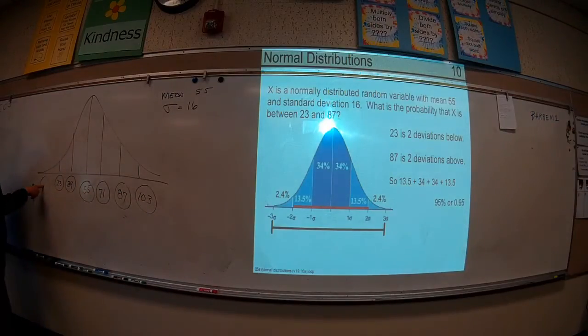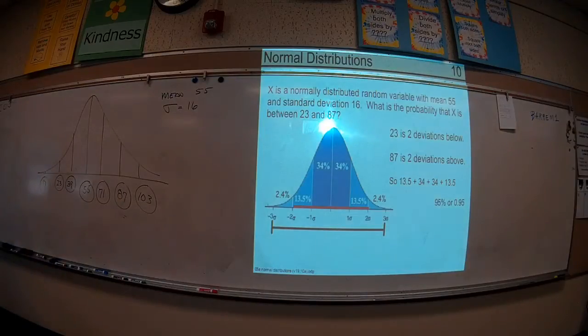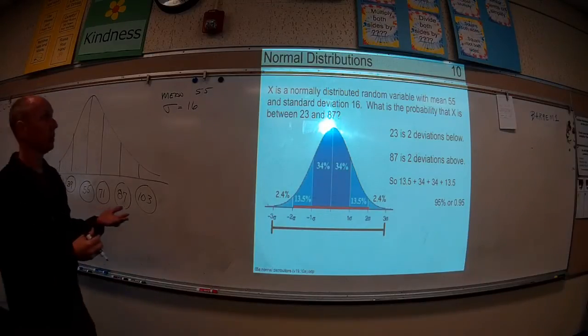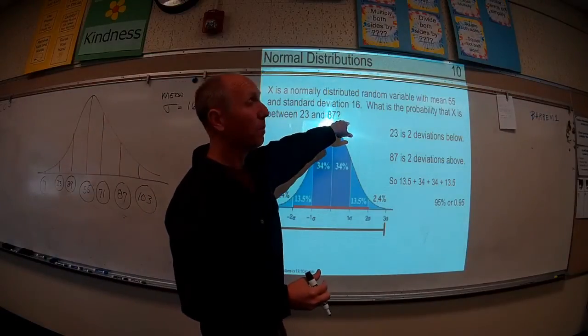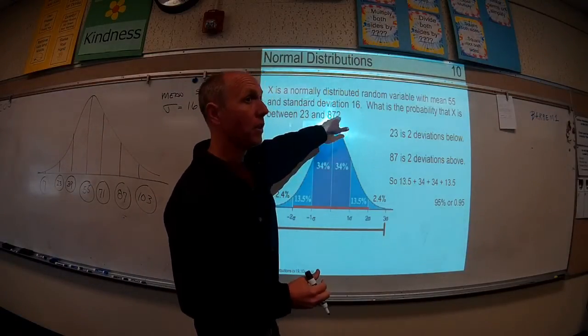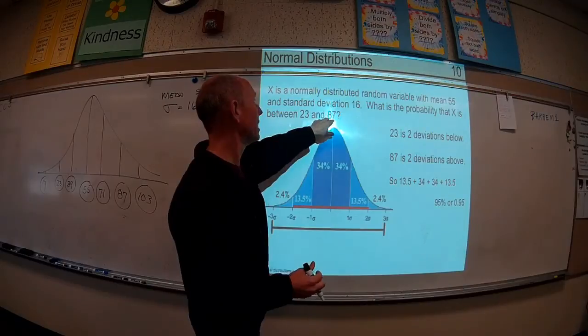Yeah. Okay, and what's this? 7. There it is. Now that we've divided up all the percentages, we can actually answer a question. So the question is this: what is the probability that a person lives between 23 and 87?